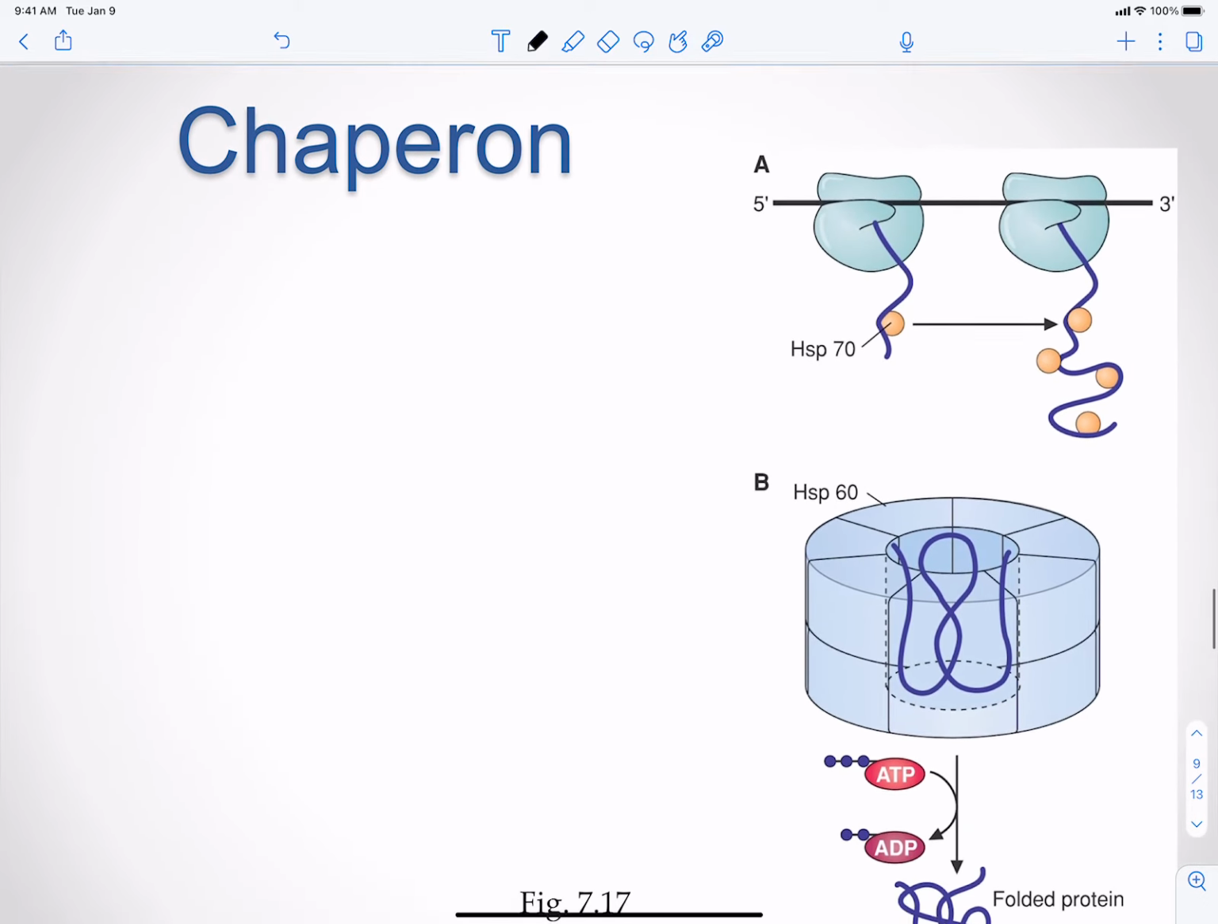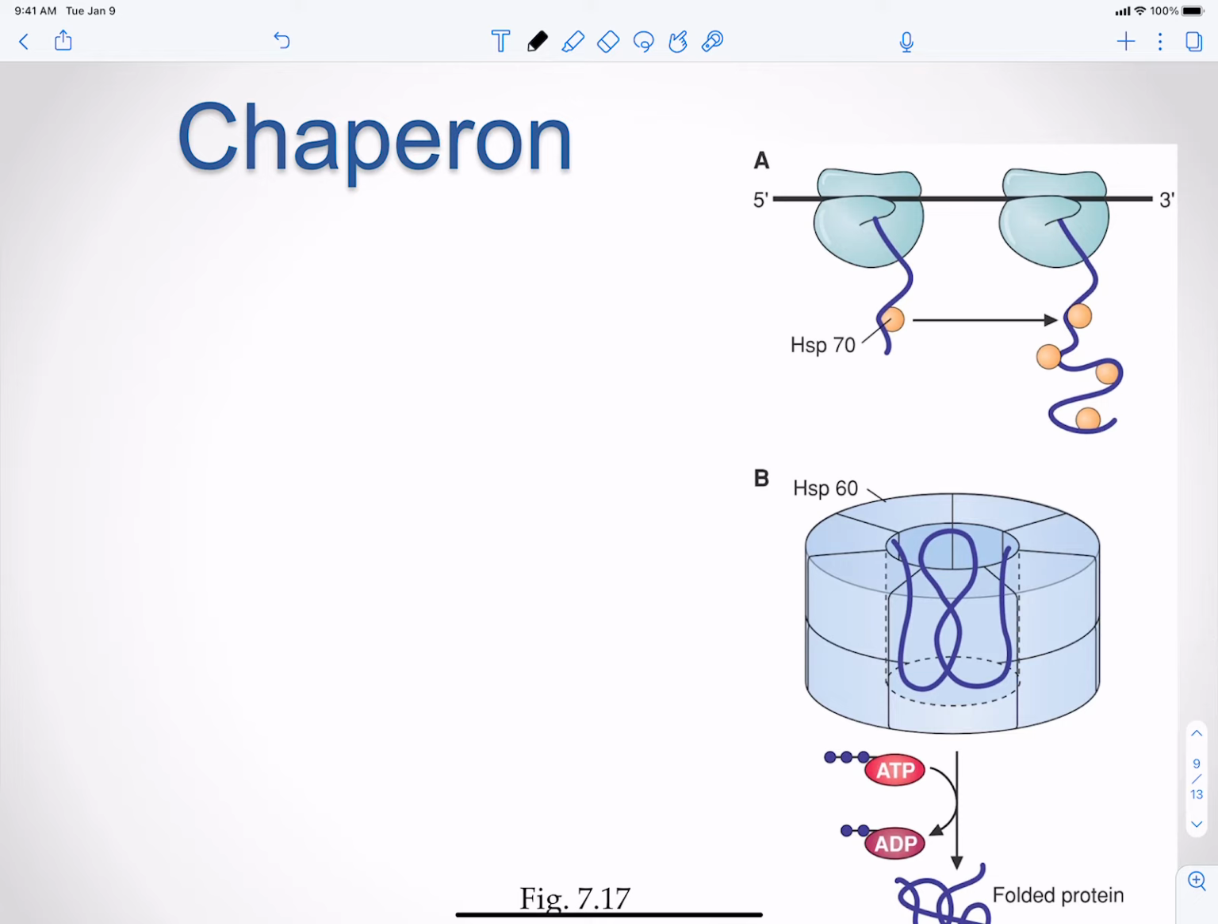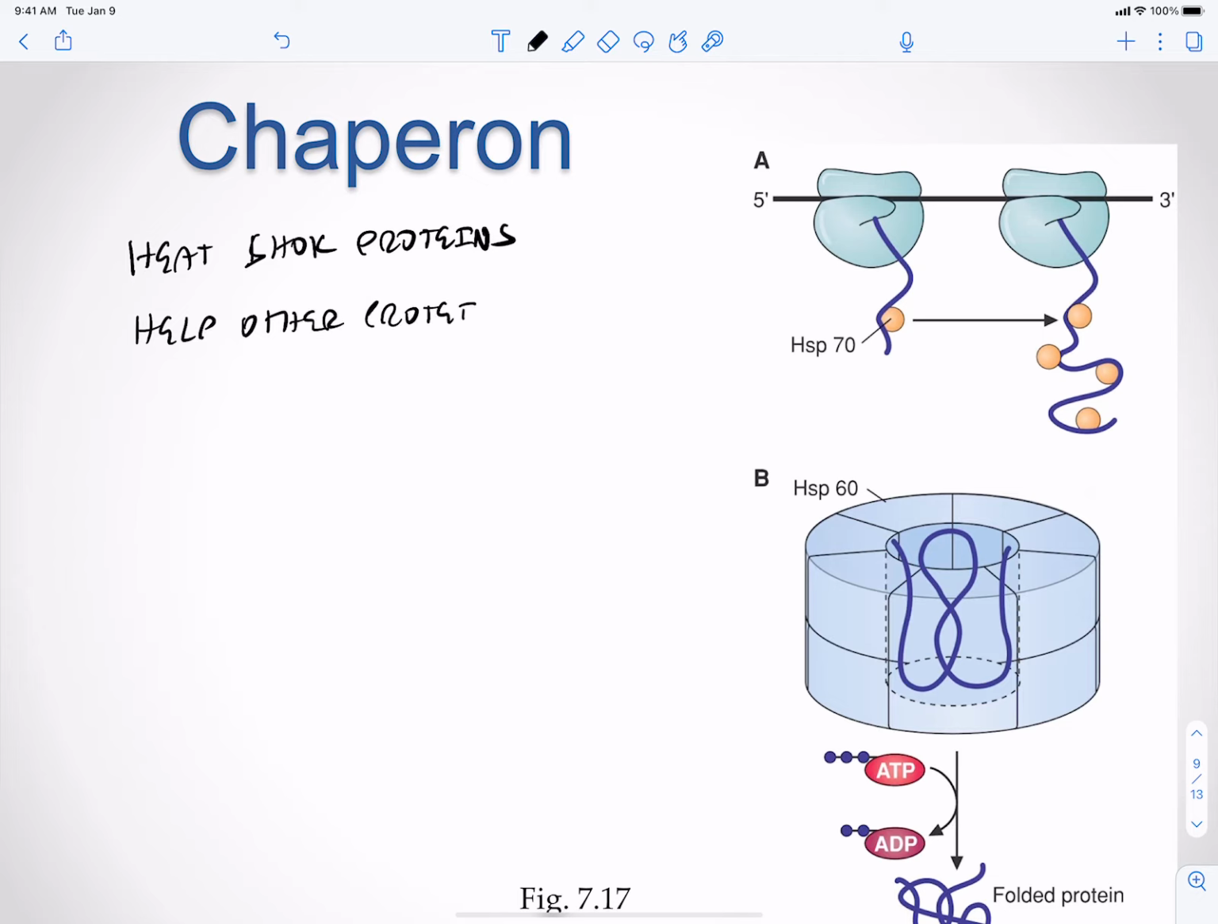Okay, and then we have our chaperones. Chaperones are also called heat shock proteins. And they're going to be important because they help other proteins fold. And they're often going to be induced after stress.